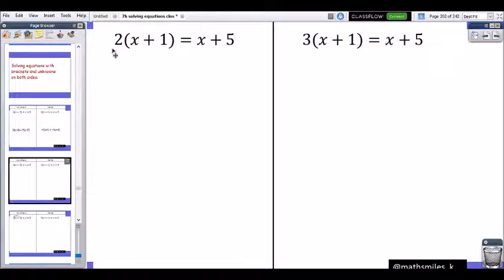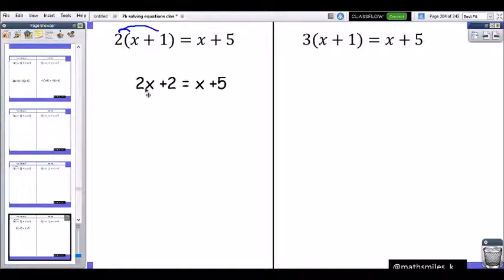So 2 lots of x plus 1 equals x plus 5. So we haven't seen equations yet where there's brackets and x's on both sides. So let me talk you through it. Whenever you see a bracket in an equation, a good idea is to expand those brackets. So remember how to expand a set of brackets. So I'll do 2 lots of x and 2 lots of 1. So 2 lots of x gives me 2x and 2 lots of 1 gives me positive 2.